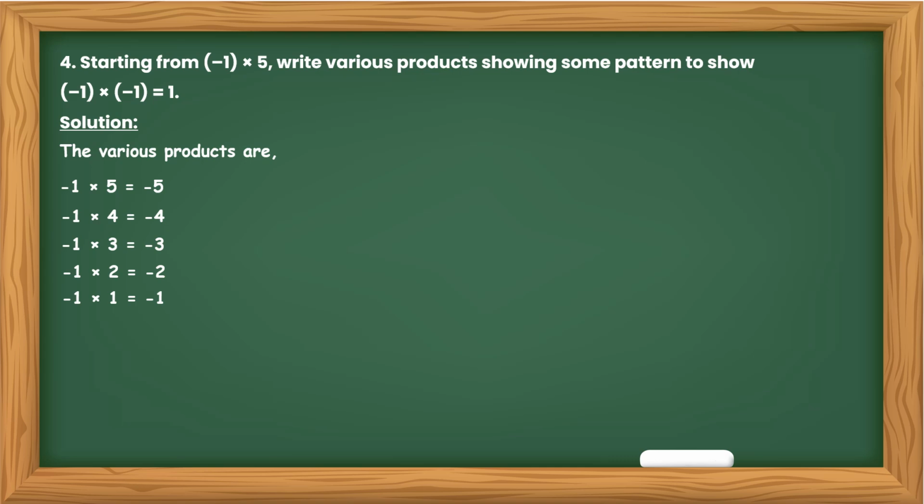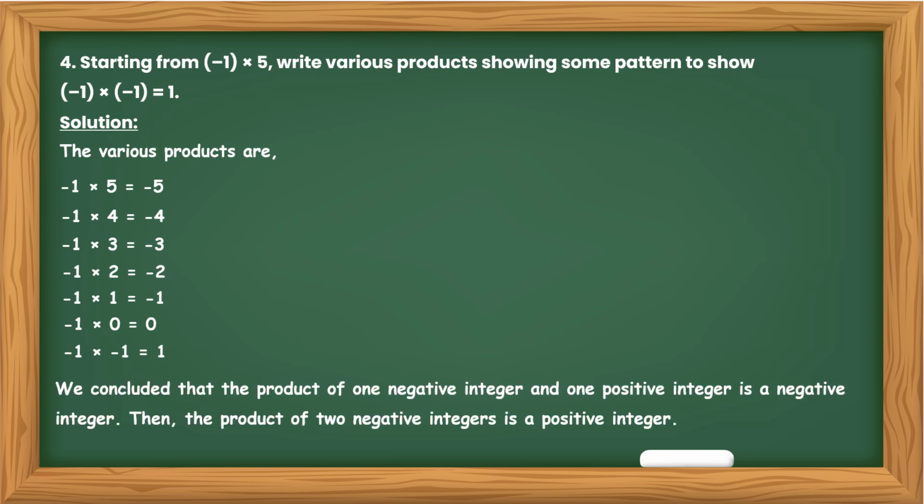So similarly, after minus 1, what should be the next one? 0. So how will you get that? Minus 1 into 0 is 0. So minus 1 into minus 1 will be plus 1, because in your number line, minus 1, 0 and plus 1, right? So we conclude that the product of one negative integer and one positive integer is a negative integer. Then the product of two negative integers is a positive integer.